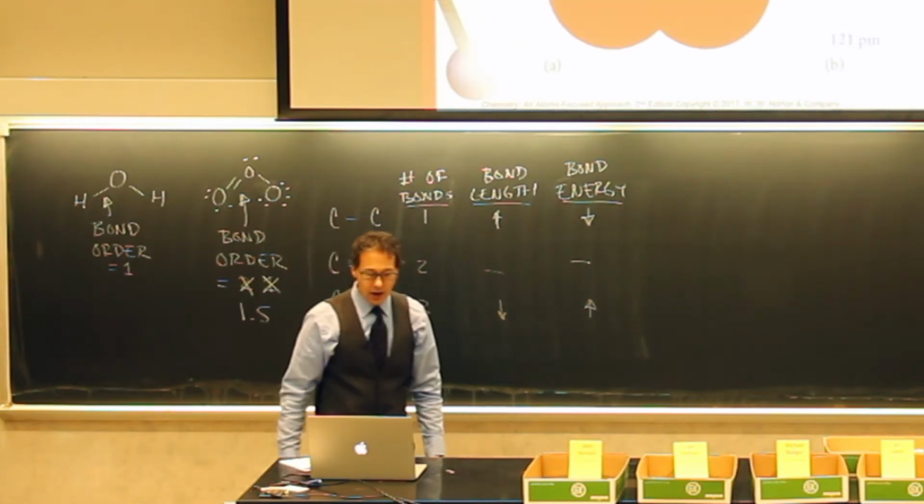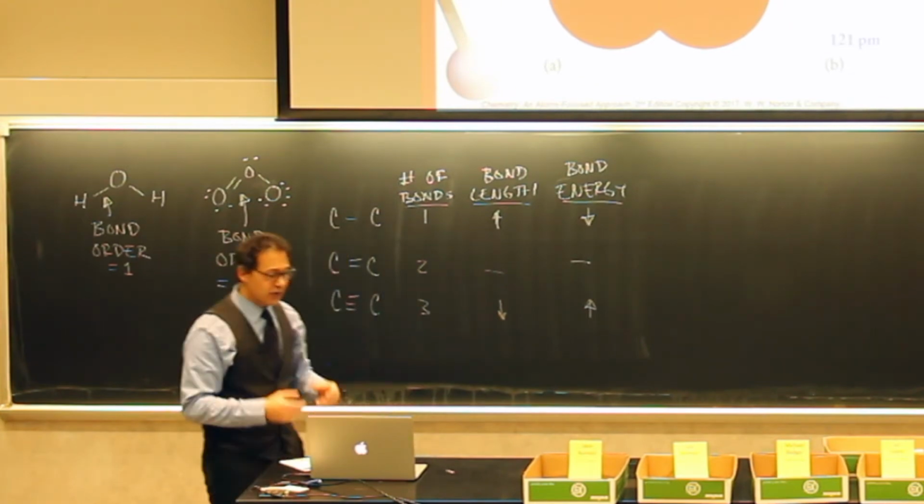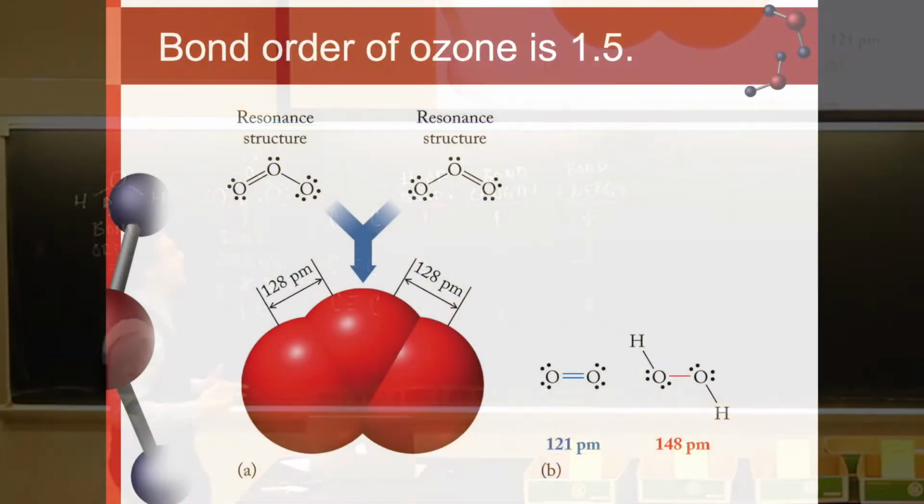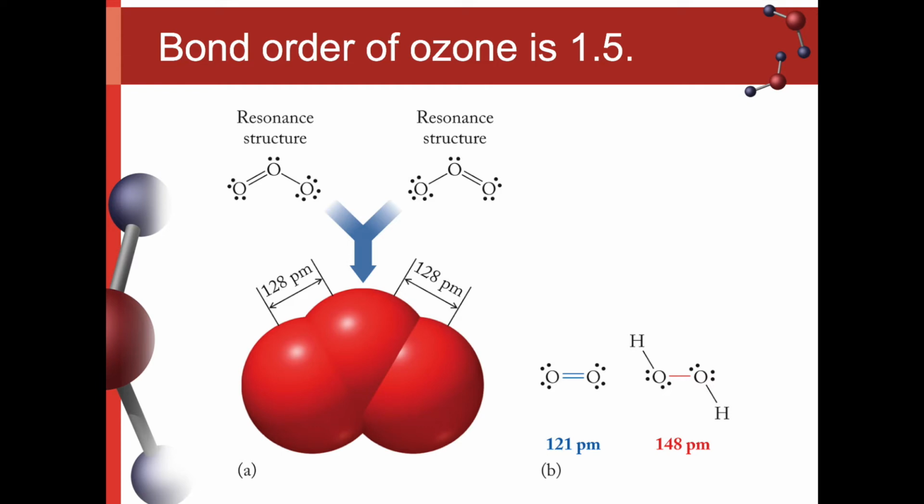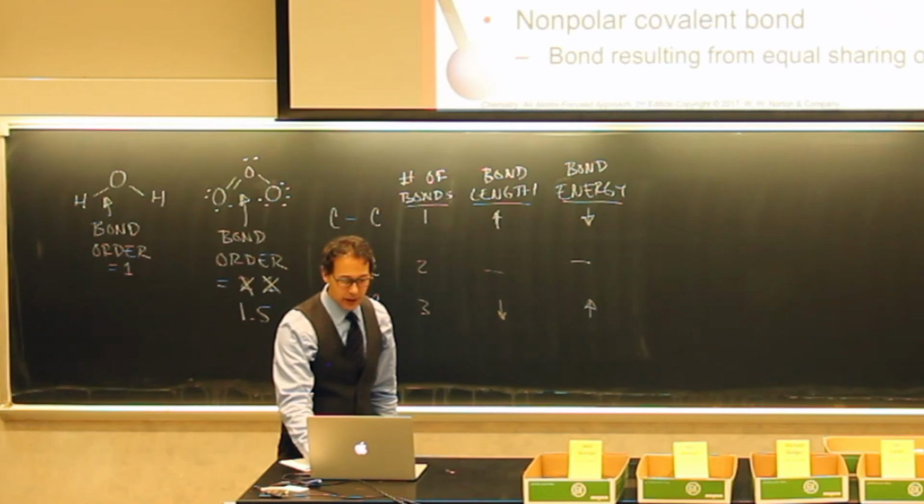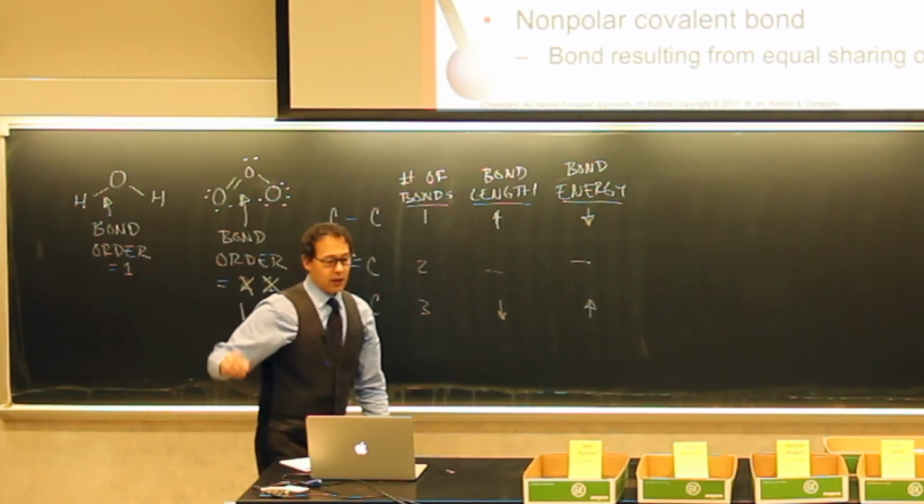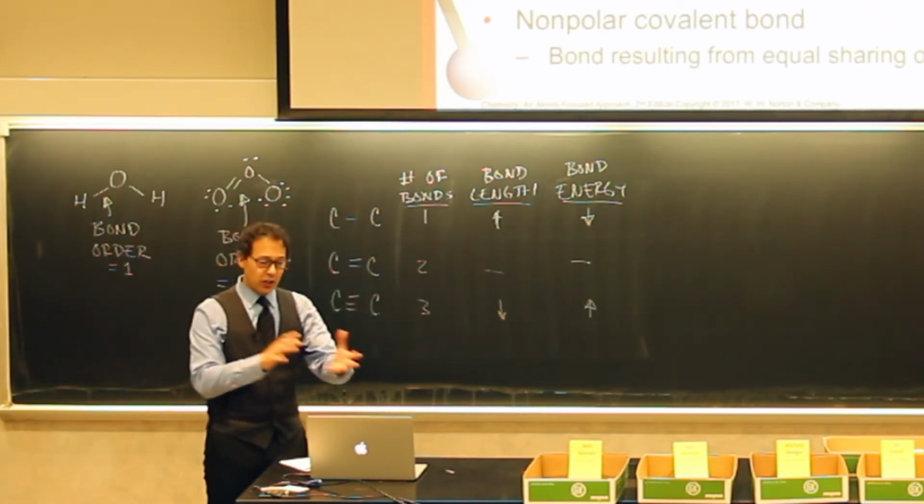All right, so now bond order is the number of bonds on average, and so for ozone, we say that this is a resonance structure. That bond flip-flops back and forth, and so we have a bond order of 1.5. Okay.